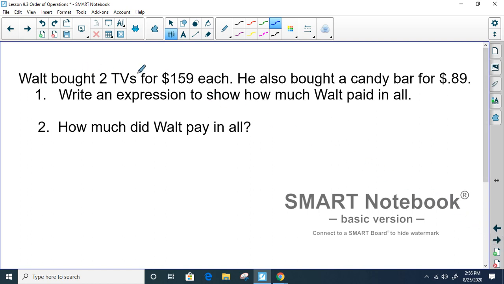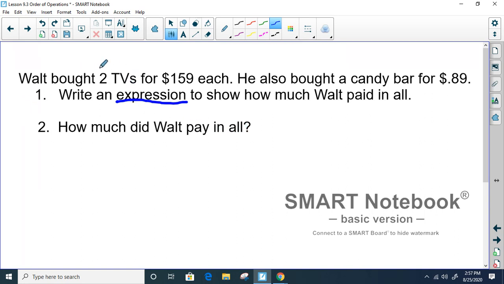Next, we're going to do this practice problem, which is writing an expression. So I want you to pause your video, and I want you to write an expression for this. It says, Walt bought 2 TVs for $159 each. He also bought a candy bar for 89 cents. Write an expression to show how much Walt paid in all. So we are not solving yet. I want an expression first. Go ahead and pause and write your expression.